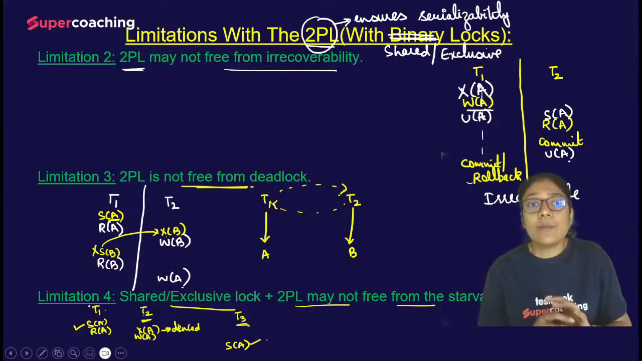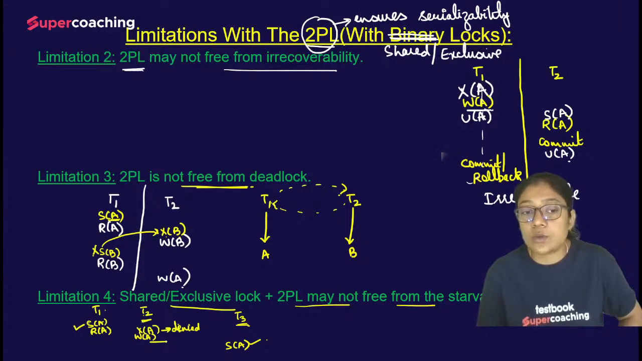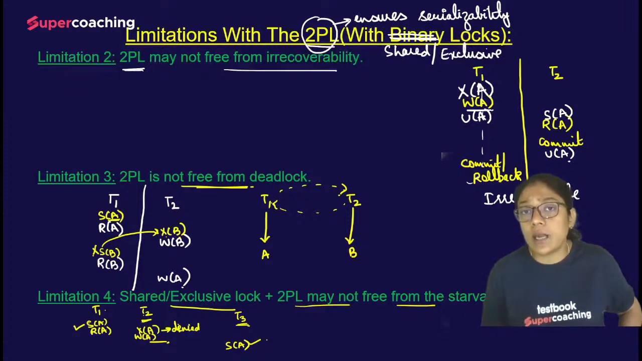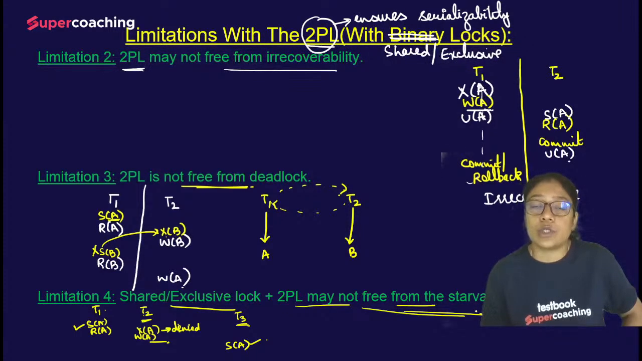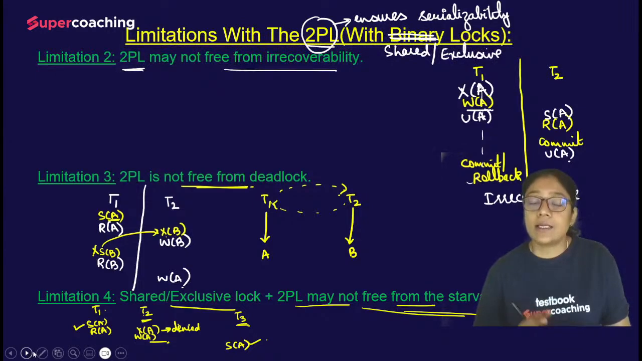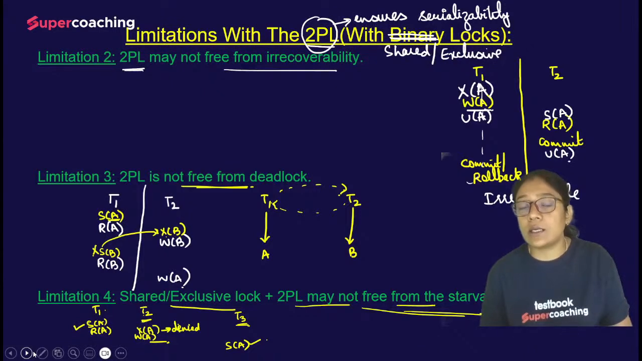So any number of transactions that want to acquire a shared lock will be granted the lock. But the transaction with the exclusive request will keep on waiting. There is no restriction on how long it has to wait. Until the data item is free, it will be in the waiting state. So we can say that 2PL may not be free from starvation. These are the limitations with the 2PL and the shared and exclusive lock. Shared and exclusive locks are replacing the binary locks only to increase the concurrency.